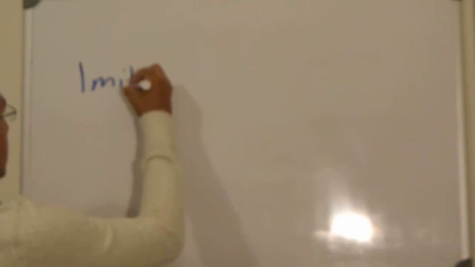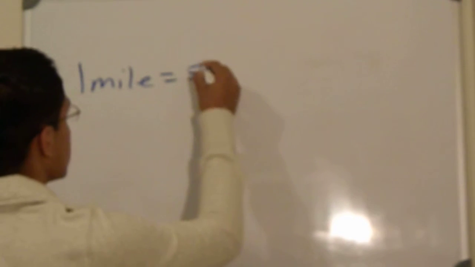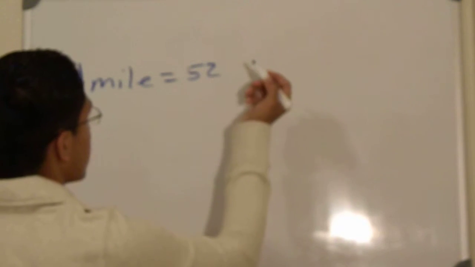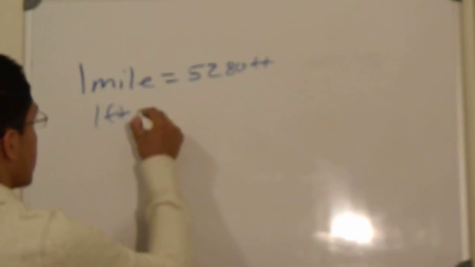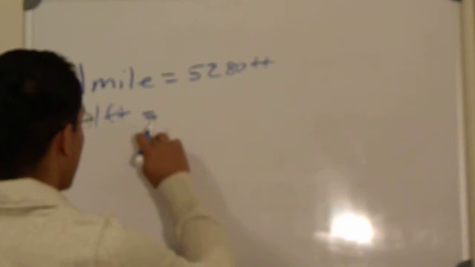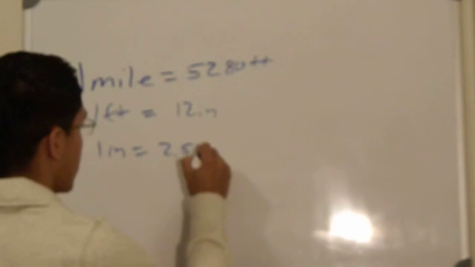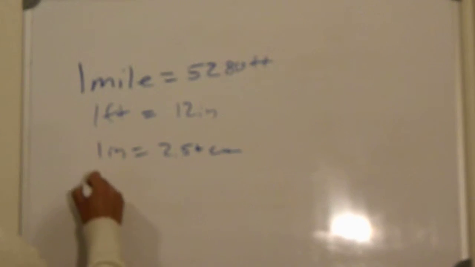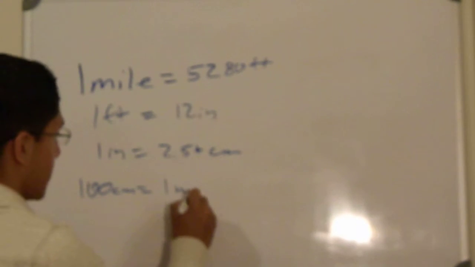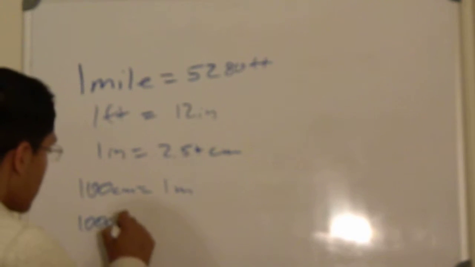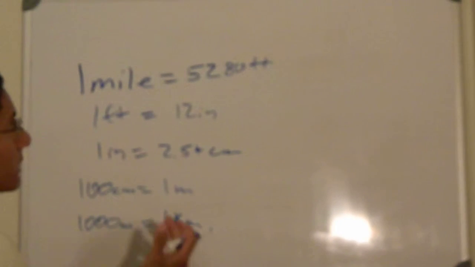1 mile is equal to 5,280 feet. You know that 1 foot is equal to 12 inches. 1 inch is equal to 2.54 centimeters. You know that 100 centimeters is equal to 1 meter. And 1,000 meters is equal to 1 kilometer.